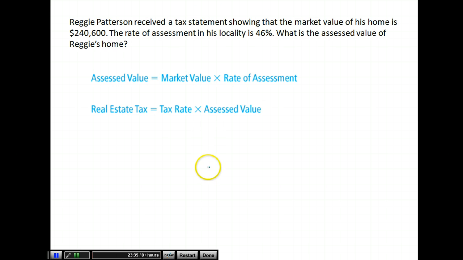Okay, here is Reggie Patterson. He received a tax statement showing that the market value of his home was $240,600. The rate of assessment in his locality is 46%. What is the assessed value of his home? So we're not worried about real estate taxes in this question, so I'm not going to worry about this formula. They want the assessed value, so we're going to use this formula here.